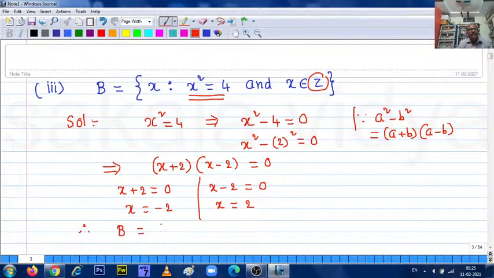roster form. Roster form means list form. So write down minus 2 comma 2 in between the braces. This is called braces. So this is the roster form for the given set builder form.